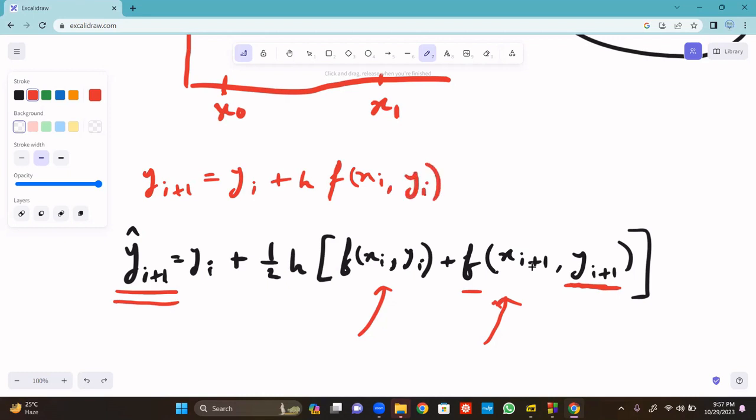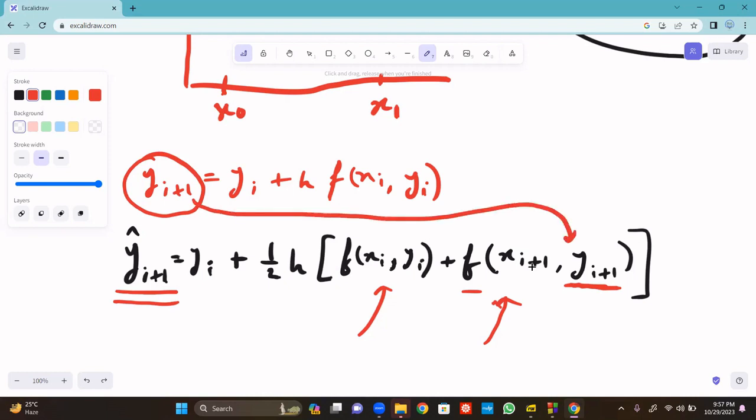Why? Okay. So this is the Euler's equation we have already used to solve the problem, right? So using Euler's equation, make an initial approximation y i plus 1. Use this y i plus 1 here. So use these two equations simultaneously, first with an assumption for y i plus 1, then find a better approximation for y i plus 1 using that approximated y i plus 1 inside the equation.